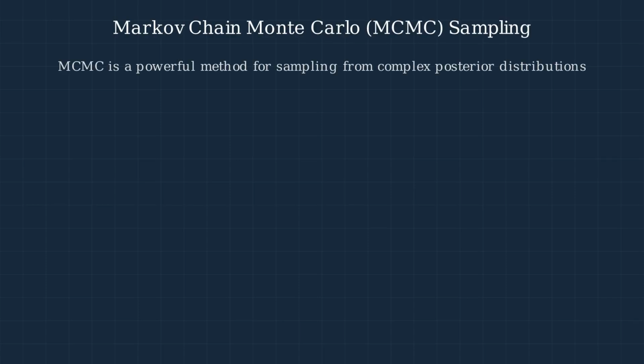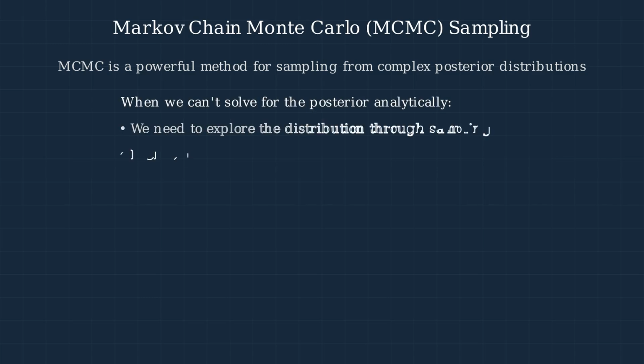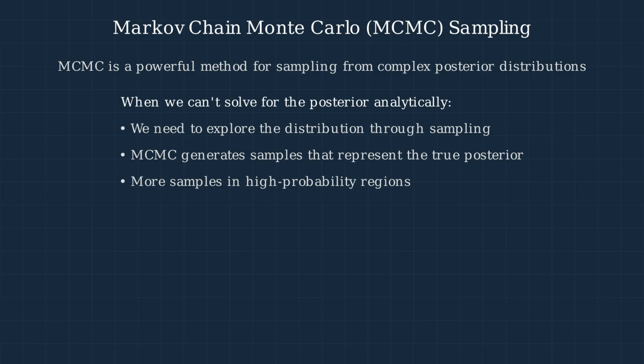Markov chain Monte Carlo, or MCMC, is a powerful computational technique used in Bayesian statistics. When we can't solve for the posterior distribution analytically, MCMC allows us to explore complex distributions by generating representative samples.